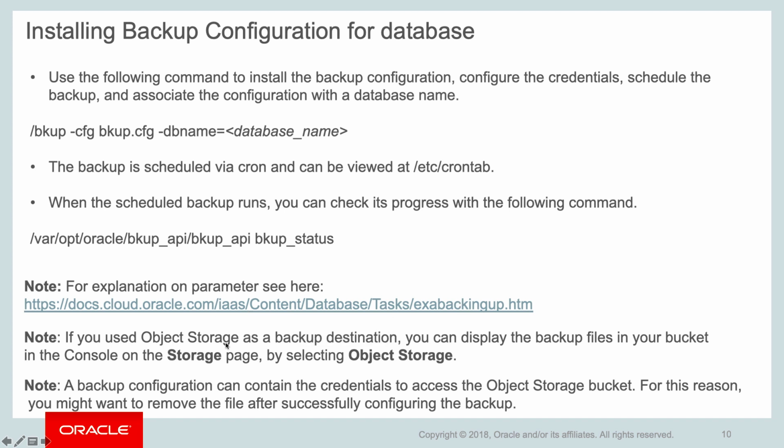One of the notes is, if you have used object storage as a backup destination, you can display the backup files in your bucket in the console or on the storage page by selecting object storage. So obviously, you have access to your OCI console and you'll be able to log in, navigate to the object storage page, and then you'll be able to see the bucket which you already created earlier, and inside the bucket you would be able to list all the objects as part of the backup which is taken, like daily level 0 or level 1. Another thing is, a backup configuration can contain the credentials to access the object storage bucket, and that is the reason you might want to remove the file once you have successfully configured your backup.